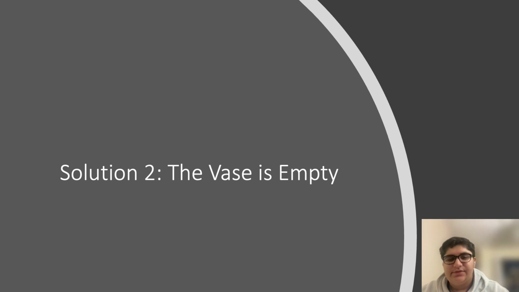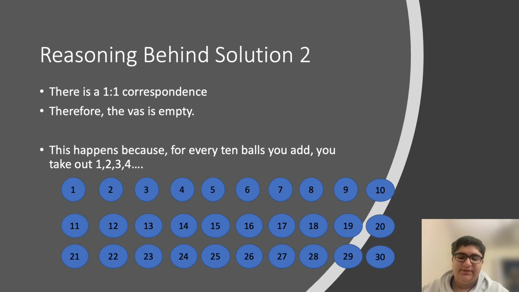The second solution, the vase is empty. Let me explain. The reasoning behind solution 2 is there is a one-to-one correspondence. Therefore, the vase is empty. This happens because for every 10 balls you add, you take out balls 1, 2, 3, and 4. For example, you do 3 steps, so you take out balls number 1, 2, and 3. This creates a one-to-one correspondence.